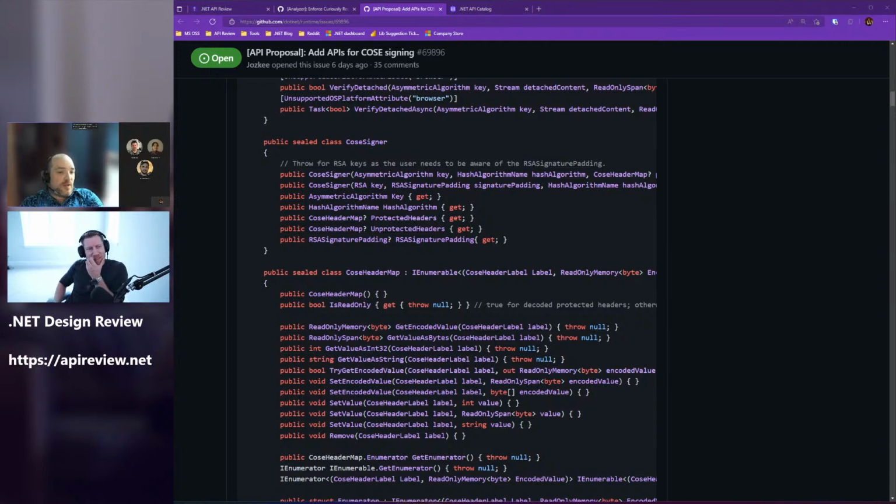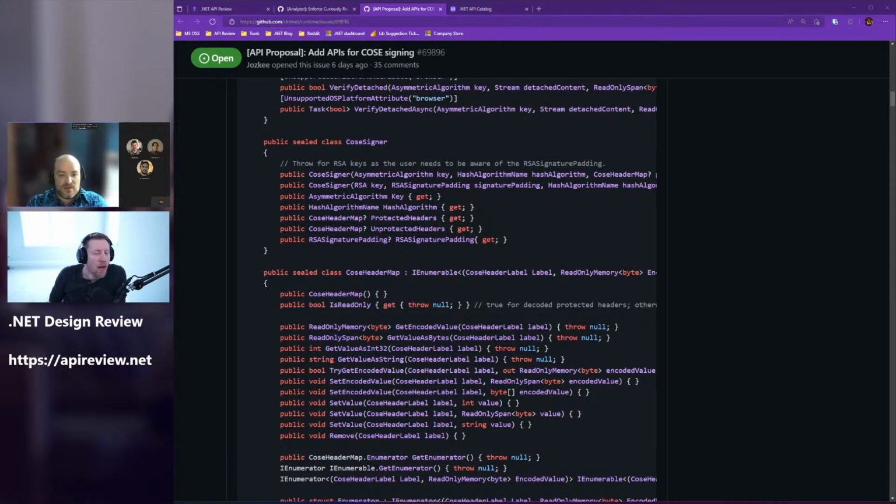So, for the most part, we expect that anyone who would be reading this, what they want to do would be, they look at the map and they call something like get value is int32 or get value is string. Right. If they're doing the dictionary, that's only going to be able to give them the encoded value, which is the CBOR representation of the value they're talking about.